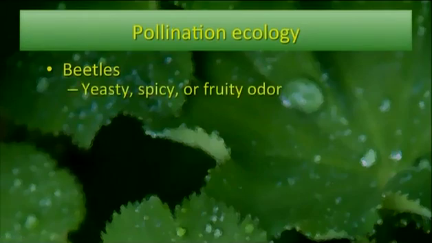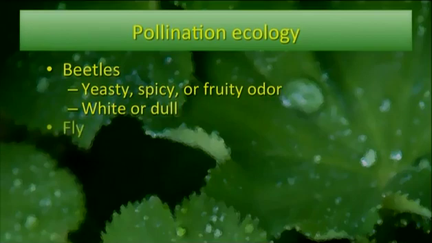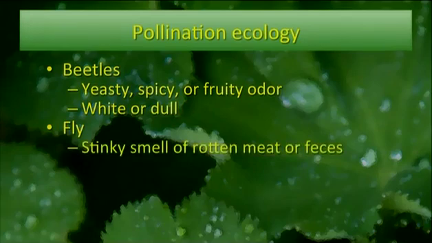Now, beetles tend to pollinate yeasty, spicy, or fruity odor kind of flowers, okay? And they tend to be white or dull, such as some types of water lilies that are pollinated by beetles, okay? Fly-pollinated flowers, what are flies attracted to? They're attracted to what will repel us, right? So it's usually a stinky kind of smell, rotten meat or rotten fish or fecal matter, okay? So flies tend to be attracted to these because then they can lay their eggs in them, and the maggots can feast on this organic matter that they're laid on.